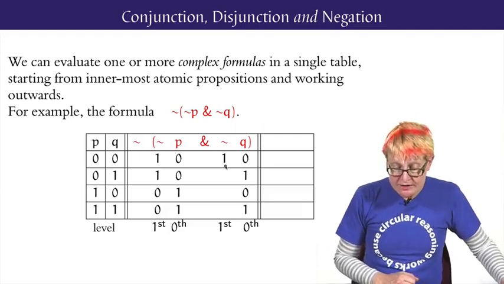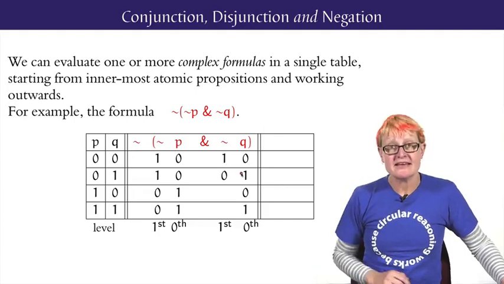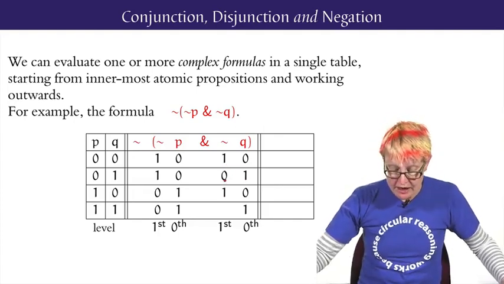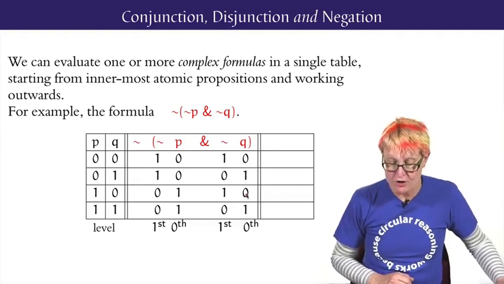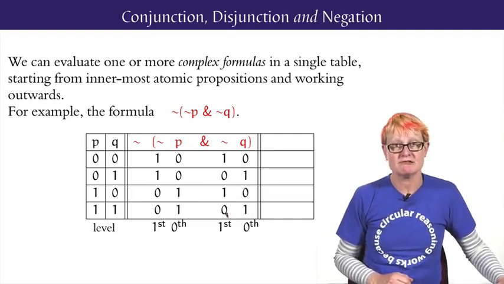Continuing the first level for the negation applied to Q, in the first row we have Q is 0, so not Q is 1. In the second row we have Q is 1, so not Q is 0, and the same pattern again in the third and fourth rows. Q is 0, not Q is 1, Q is 1, not Q is 0.